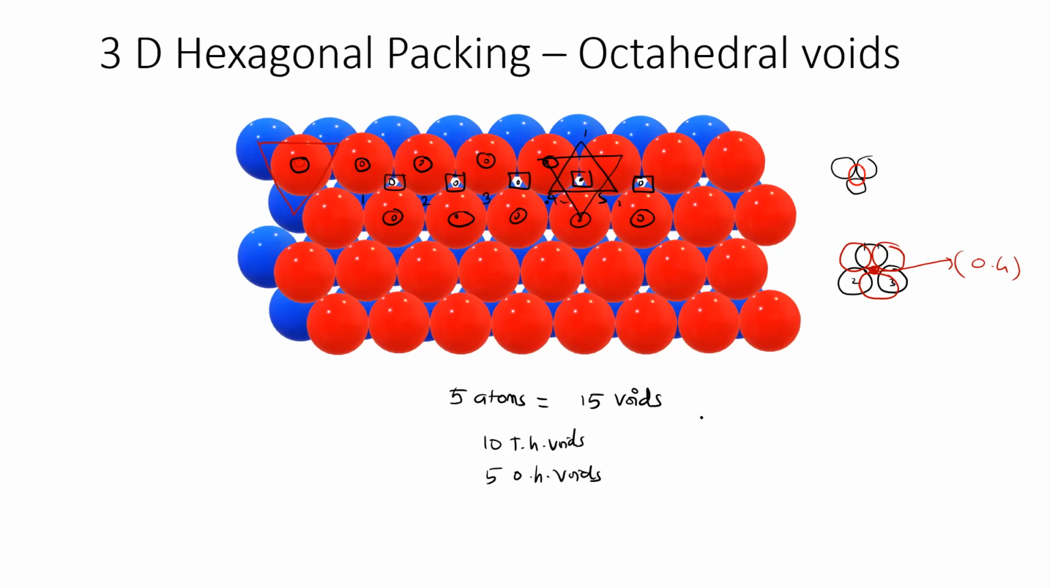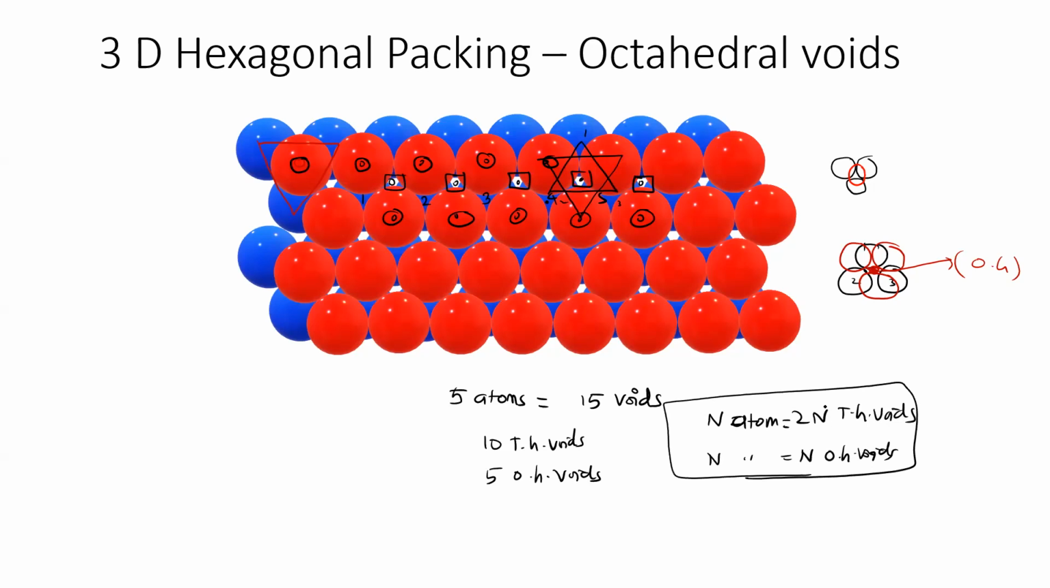Which means that if I've taken n atoms, 2n number of tetrahedral voids are there. Suppose n atoms, if I've taken, n octahedral voids are there. This is the important formula to note down. Suppose if I've taken 5 atoms, I have 10 tetrahedral voids and 5 octahedral voids. Suppose 6 atoms, 12 tetrahedral voids, 6 octahedral voids, like that. Is that clear? Yes, sir. Understood.